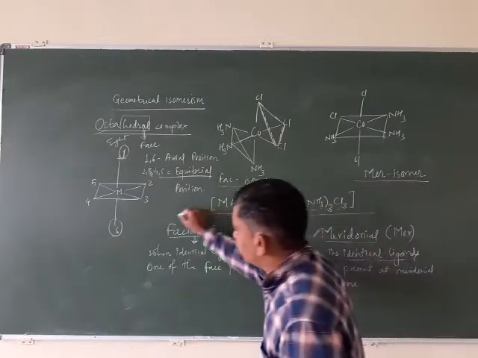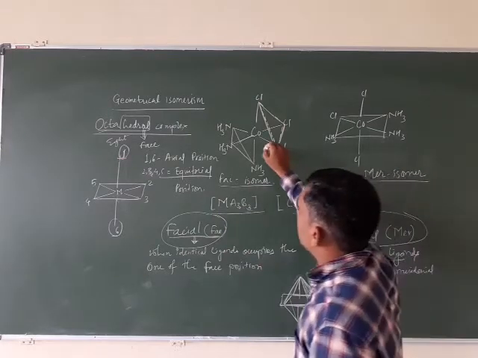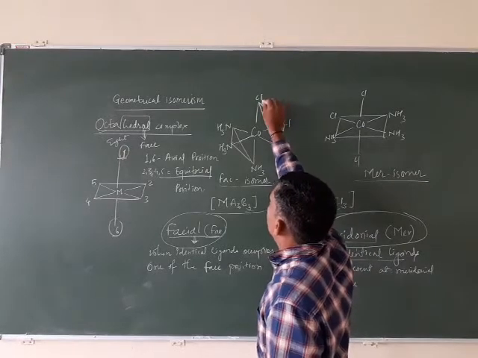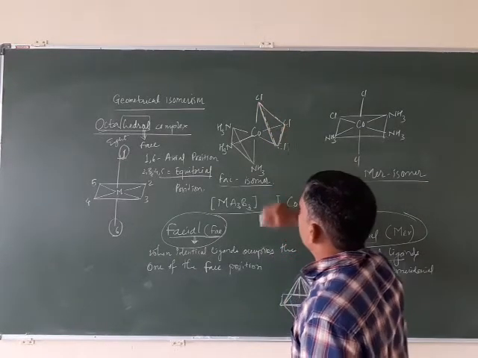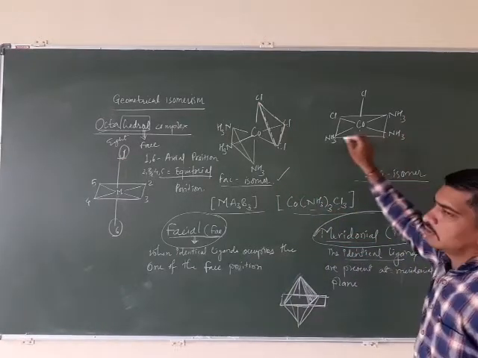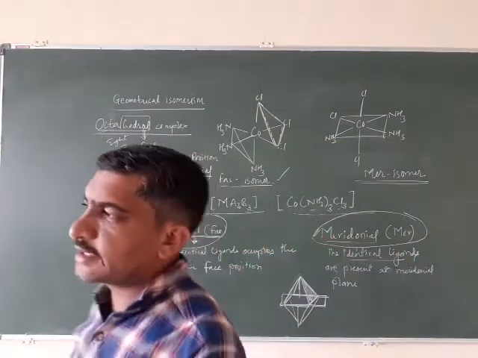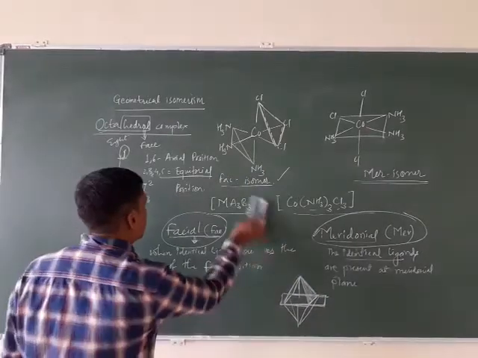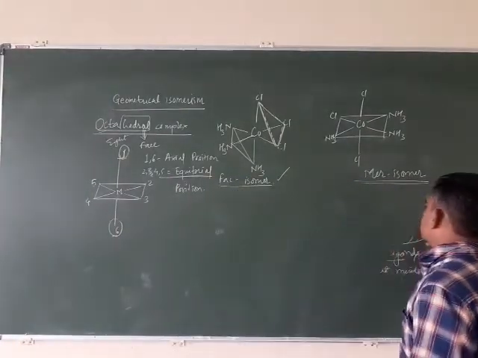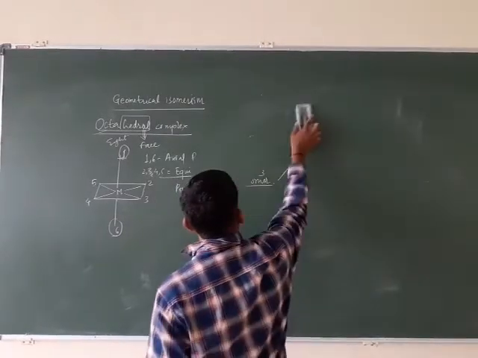Which gives two isomers. One is called facial, another one is called meridional, and the structure can be drawn like this. Okay, so if the identical ligands are at the 1, 2, 3 positions, then it is fac. The identical ligands at the 2, 3, 4 positions, then it is mer. So one axial, two equatorial, fac isomer or facial isomer, and all equatorial positions, then it is meridional or mer isomer.